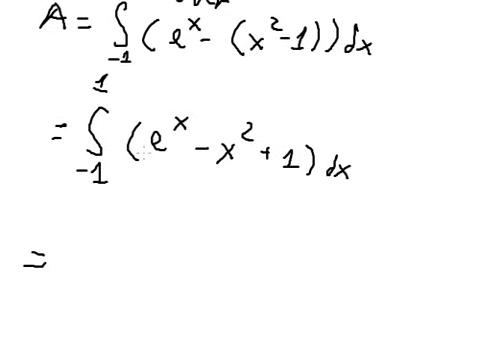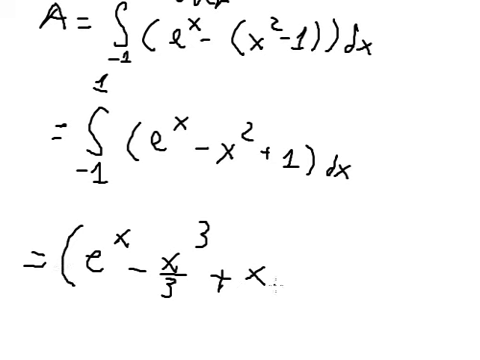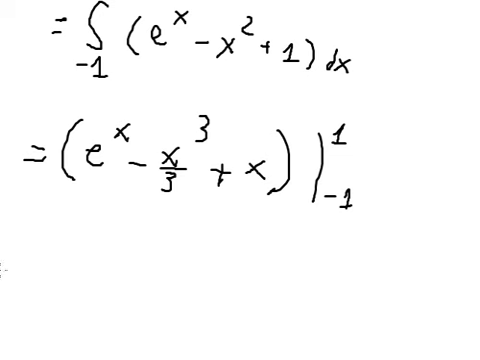The integration of this one, we have e to the power of s minus s to the power of 3 over 3. This one we have s. And we put from negative 1 to positive 1. So we put 1 going here. Negative 1 going here.